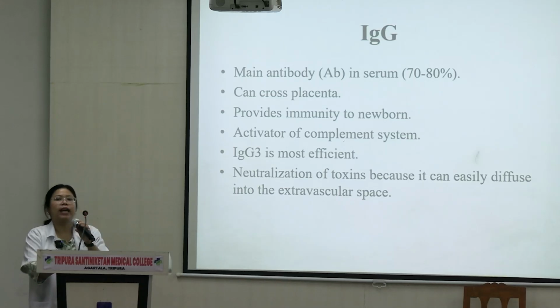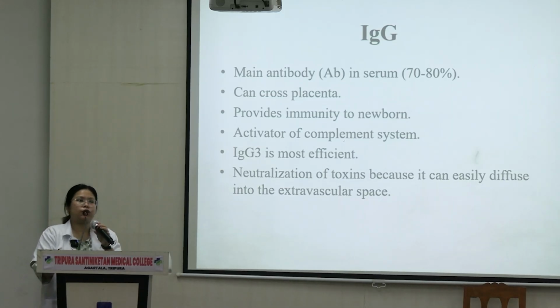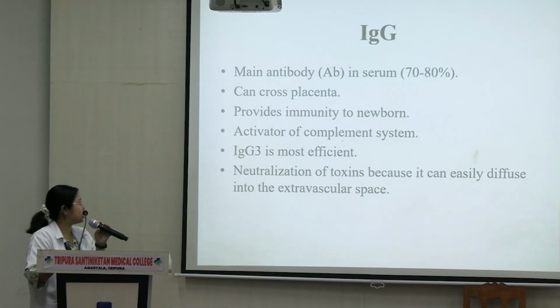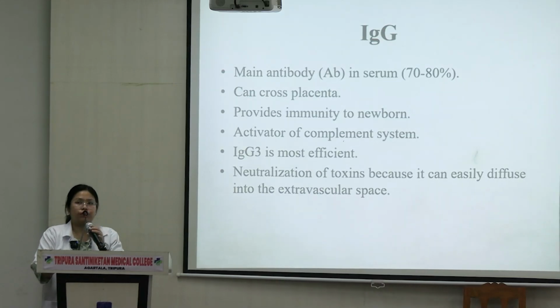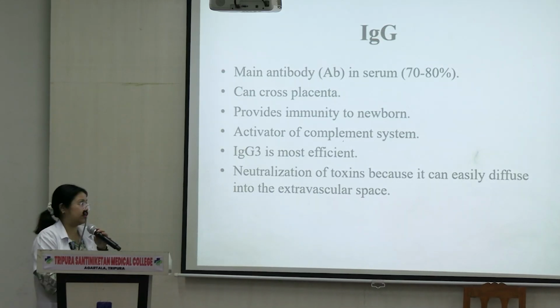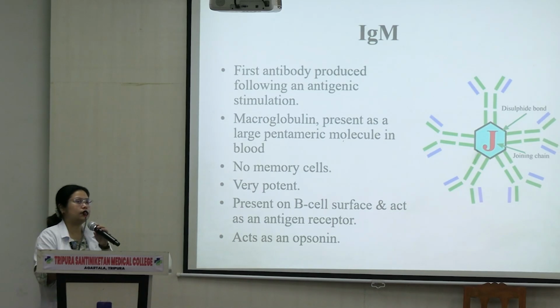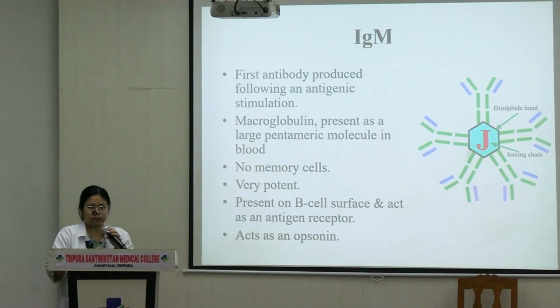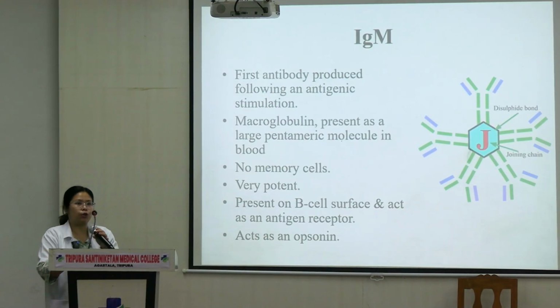And IgG has its subclasses: IgG 1, 2, 3, and 4. IgG3 is the most potent, and it also causes neutralization of toxins. We have already learned about that. This is the structure of IgM. So you see, this is a little different. It's a pentamer, the biggest molecule among the immunoglobulins.